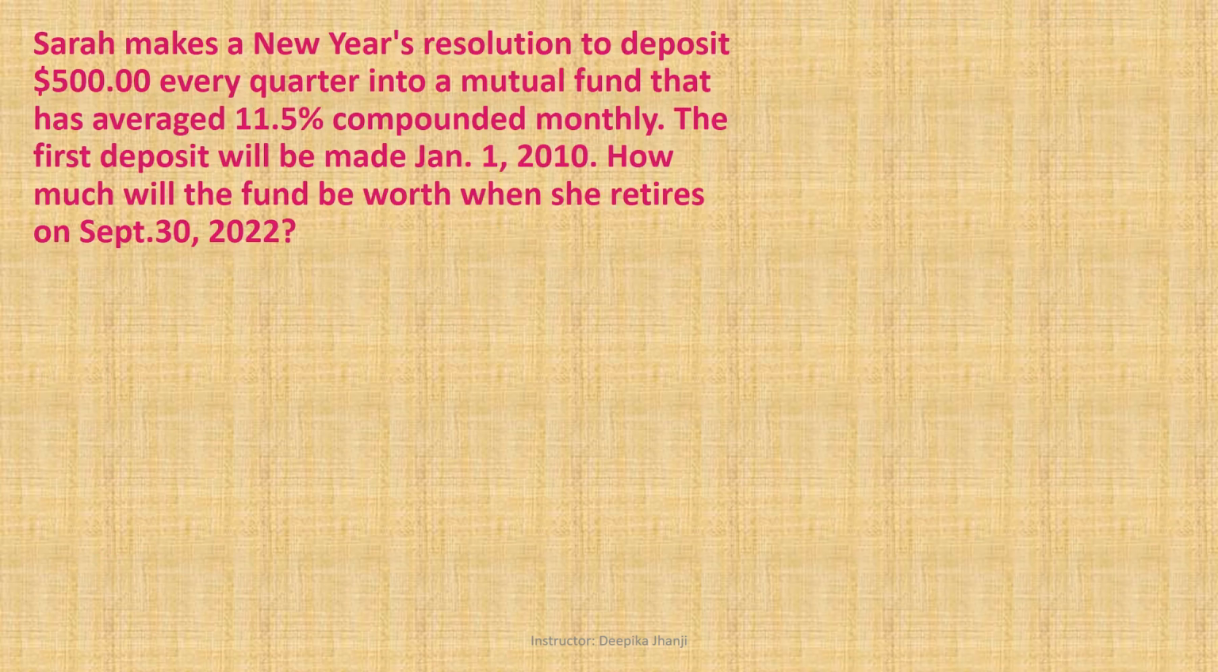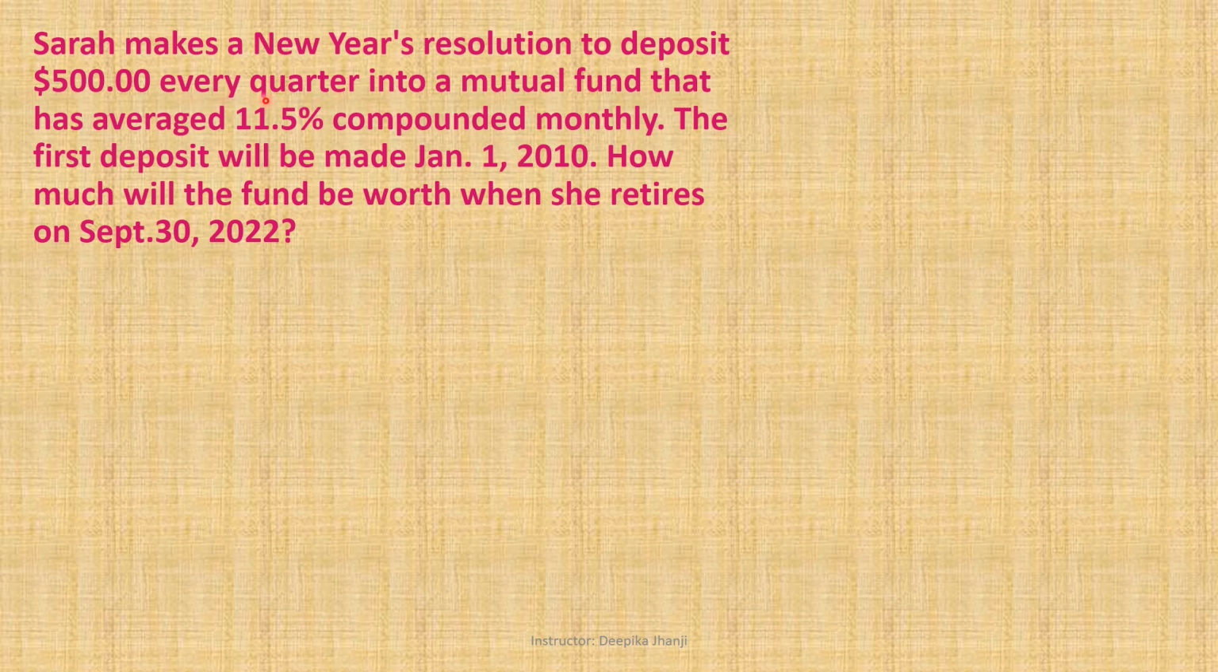Another question. Sarah makes a New Year's resolution to deposit 500 every quarter into a mutual fund that has averaged 11.5% compounded monthly. The first deposit will be made on January 1st. How much will the fund be worth when she retires on September 30th? So starting from January 1st, we need to calculate the time between these two dates. Because she's making the first deposit on this date, that is in the beginning, it is a case of annuity due.